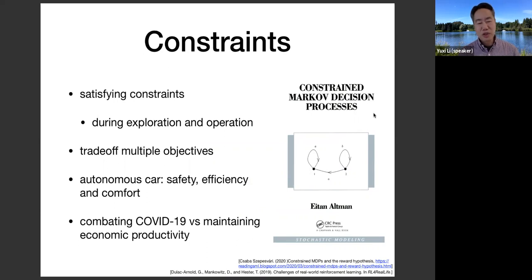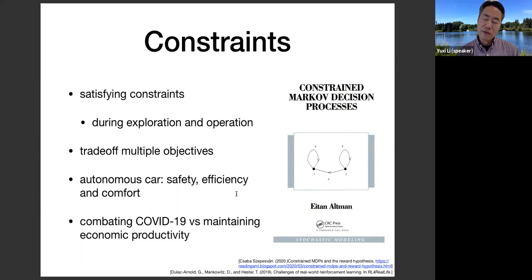We want to satisfy those constraints during exploration and also during operation. And we want to trade off multiple objectives. For example, for autonomous cars, we want to satisfy safety. Also, we want to make it efficient and comfortable. So these are multiple objectives, and maybe we want to optimize one and satisfy the others.